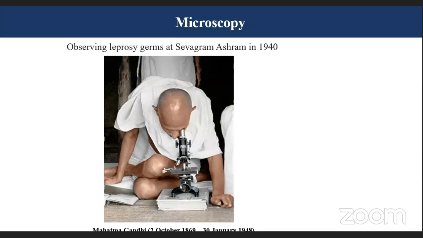This picture is pretty old. You can see that our father of the nation, Mahatma Gandhi, is observing leprosy germs in Sevagram ashram in 1940. He is using a very basic microscope. This microscope is being used for magnification of those germs and to see the physical characteristics of the germs he is going to observe.